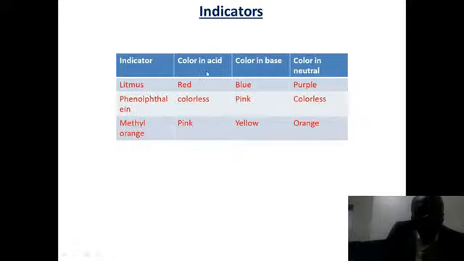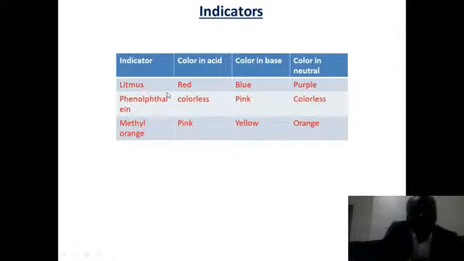So, phenolphthalein is colorless in acid. It is pink in base, and it is colorless in neutral. Then methyl orange is pink in acid, yellow in base, and orange in neutral. So these 3 indicators arranged in this order, they become easy for you to master when you write them in that order: litmus, phenolphthalein, and methyl orange. But one thing you should never do is try to cram. Don't try to cram on this.